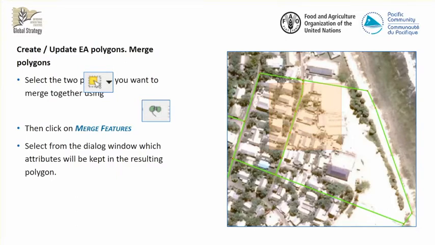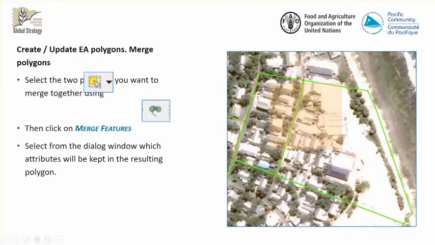So now imagine that we made a mistake, and we have split the wrong EAs, okay? So what we're gonna do is to select, sorry if the buttons are in the wrong place. We use the selecting tool, and we select the two features that we want to merge, that we want to join, to convert into only one EA, okay?